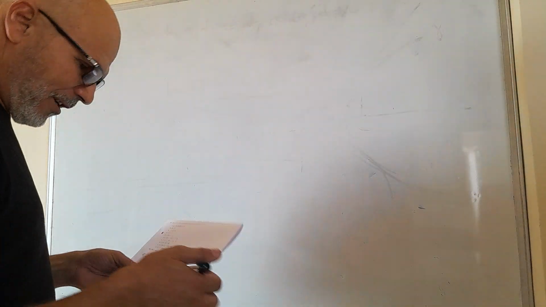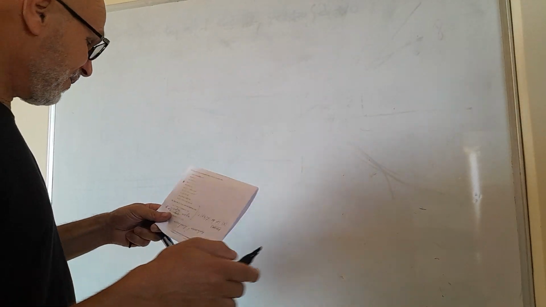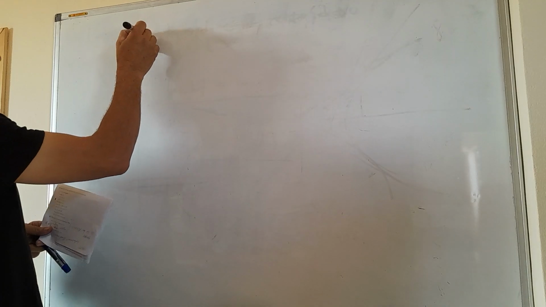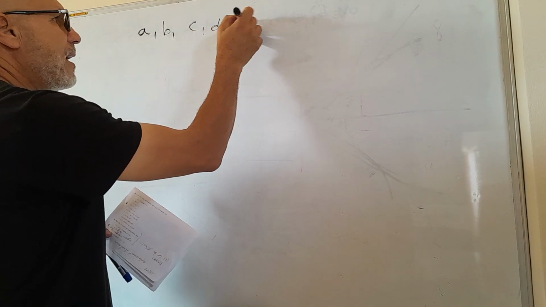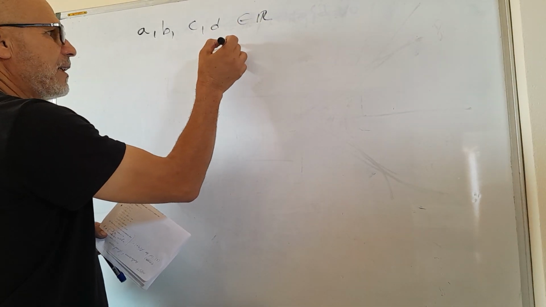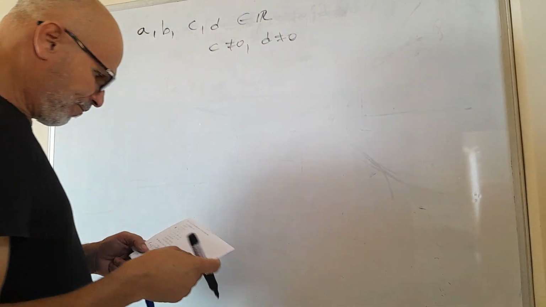So we have here an exercise. Let's get started. Suppose that we have a, b, c, d in R, such that c is different from 0 and d is different from 0.